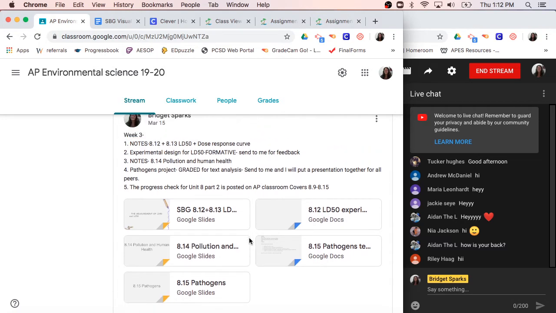This week, on Tuesday, we did the LD50 and talked about the experimental design. I've gotten some of those experimental designs as well and given feedback. They look very good. Again, that's a formative one. We will be doing a real one for a grade in Unit 9.